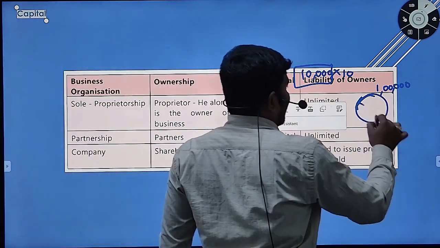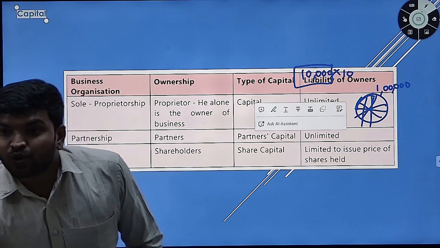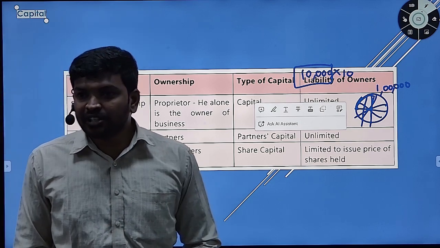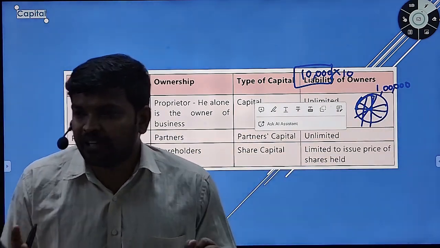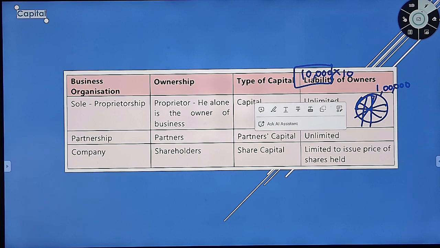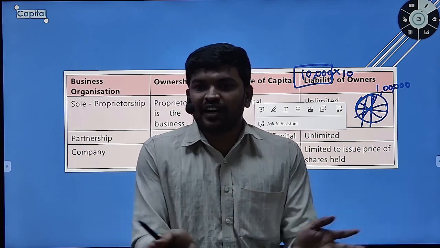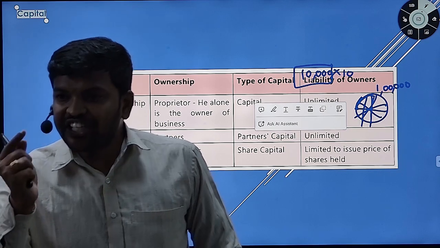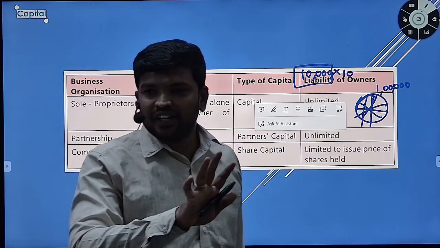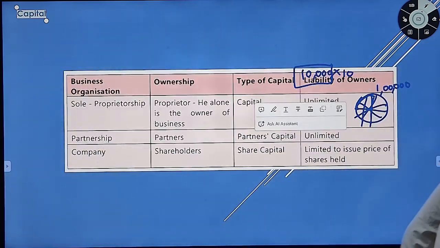This pie is divided into 10,000 parts. Each part is called a share. समझ गया? Total pie is called the capital. This is called share capital. Understanding? Pie, why I am using pie? Because share capital is divided into several parts, which is called shares. समझ गया? Each share is worth 10 rupees. Understood the difference?